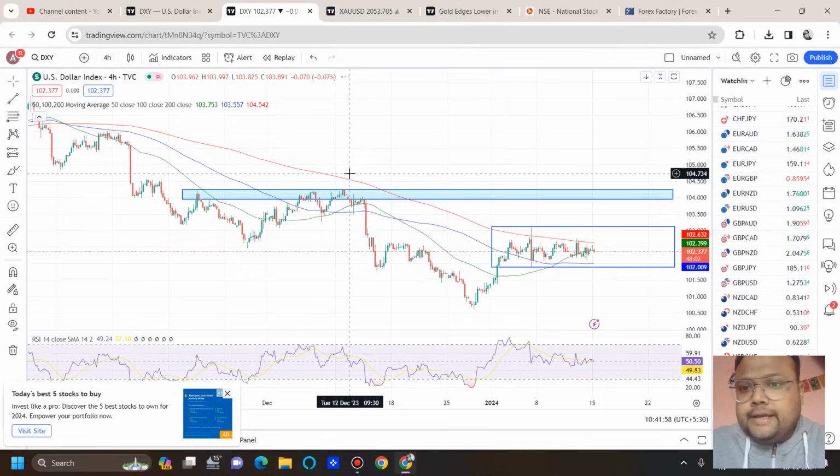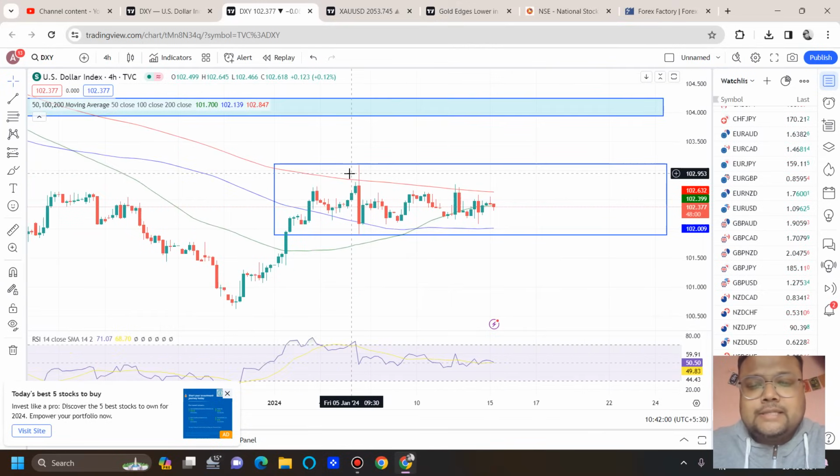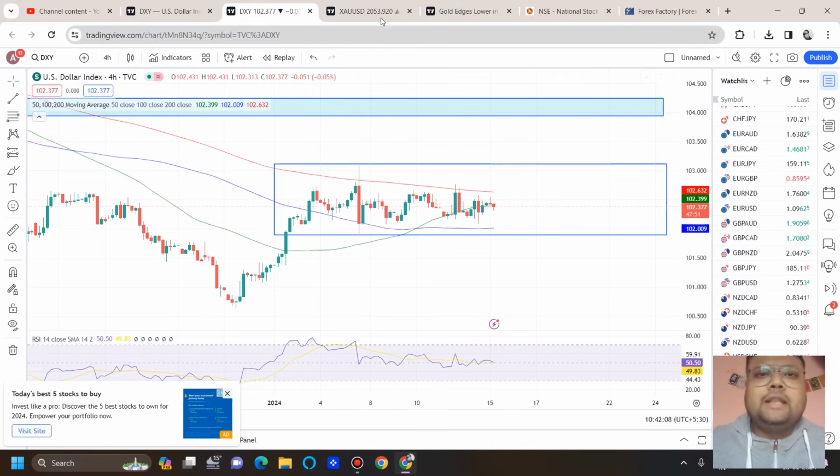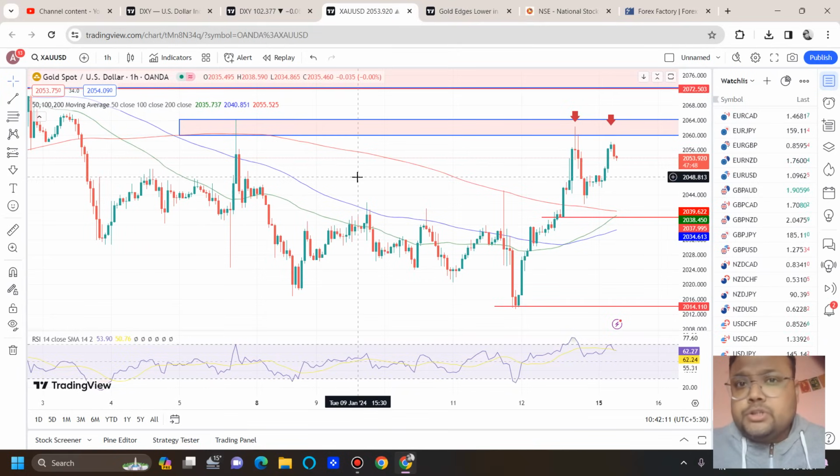If you look at DXY, we can still see that DXY is silent. DXY is trading inside the range. Not much to discuss. Whatever we discussed on Saturday is still very much valid. In case of gold also, the levels and trading opportunities we discussed on Saturday are still very much valid. My dear friends, if you're looking for detailed analysis, please watch the video that I uploaded on Saturday, because I do not want to repeat the same stuff and bore you again.